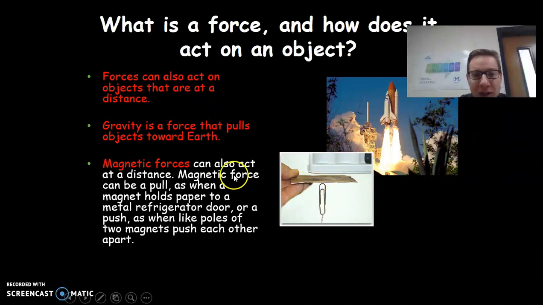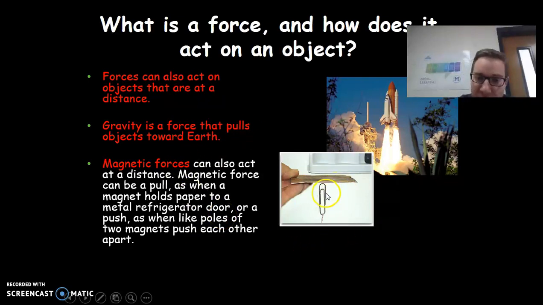So magnetic force is another one. If you ever had a magnet, you can hold a piece of paper or something on a refrigerator, because the magnetic force pulls towards the metal. And when two magnets have like poles, they will push apart. Opposite poles, two magnets can attract.